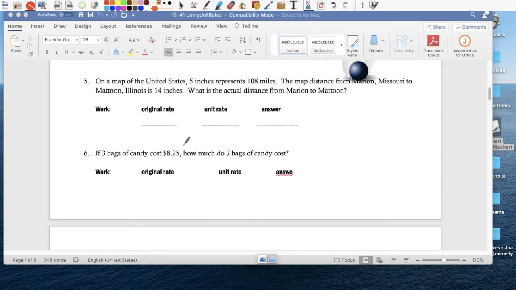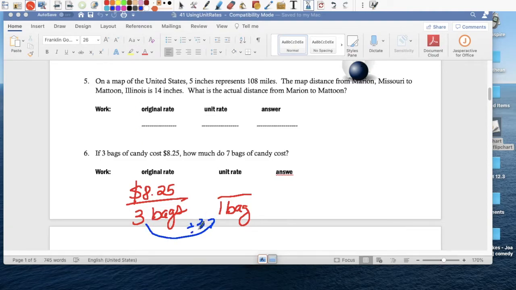6. 3 bags of candy cuesta $8.25. ¿Cuánto me costaría 7 bags of candy? How much will 7 bags of candy cost me? So, the original says $8.25. Compro 3 bags, 3 bolsas de candy. ¿Cuánto me cuesta cada bolsa? How much does 1 bag cost? ¿Cuánto cuesta 1 bag? Well, let's find out.